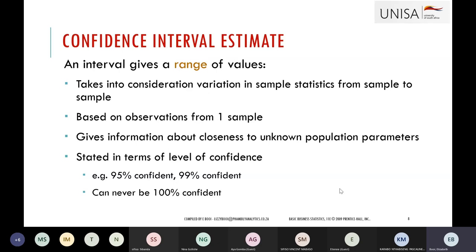Also, when you build the confidence interval, you need to base it on one sample. You cannot do it on multiple samples like the sampling distribution does, because the sampling distribution takes multiple means and then calculates the distribution. Here we only base it on one sample, not on many samples. It also gives you information about the closeness to the unknown population parameter. Remember, we don't know what the population parameter is, but we can estimate it by using the point estimate.